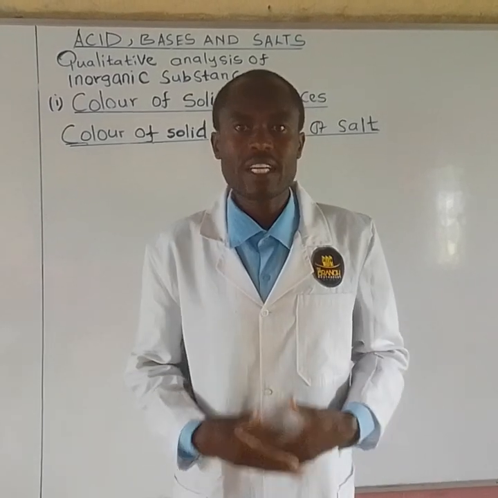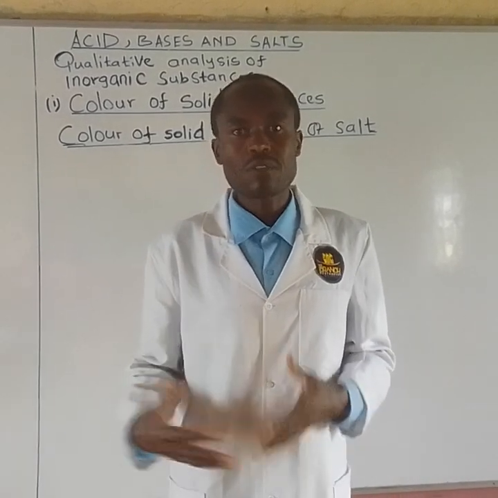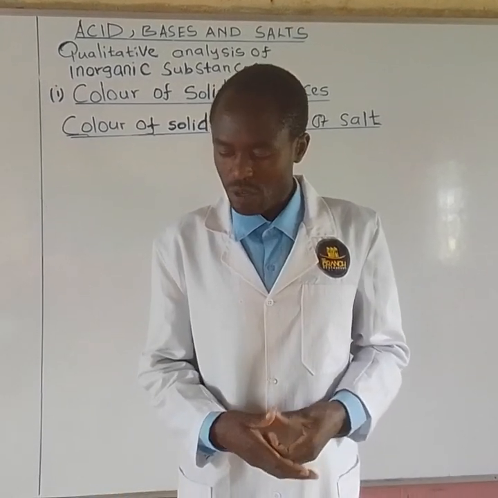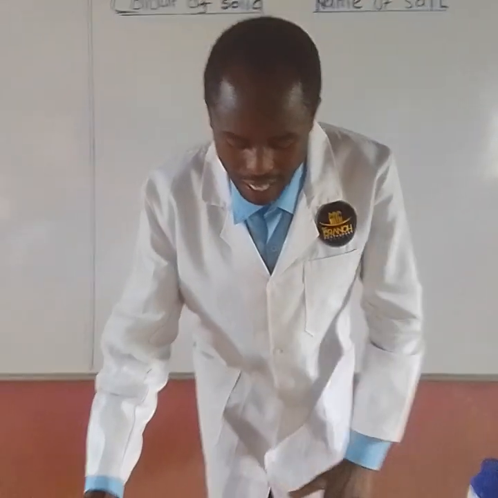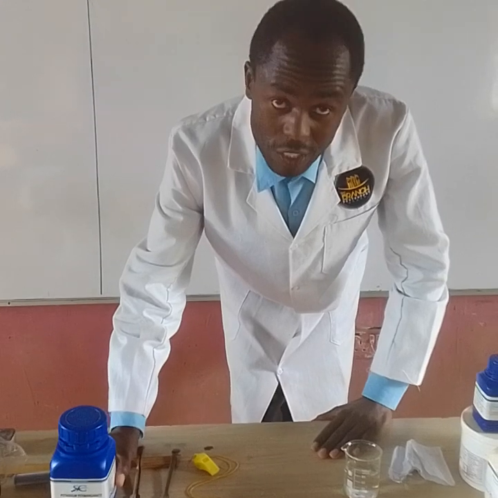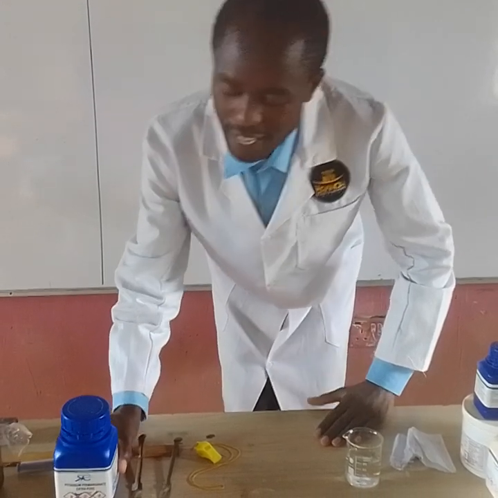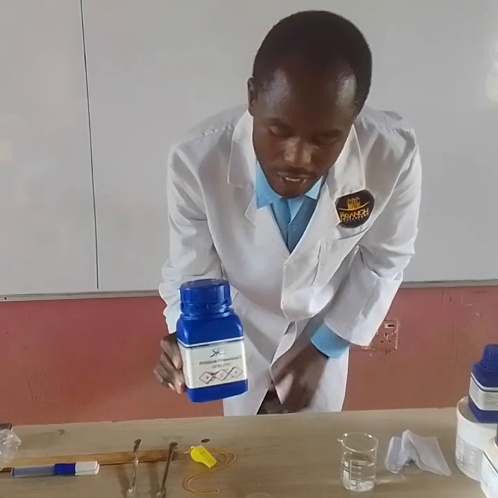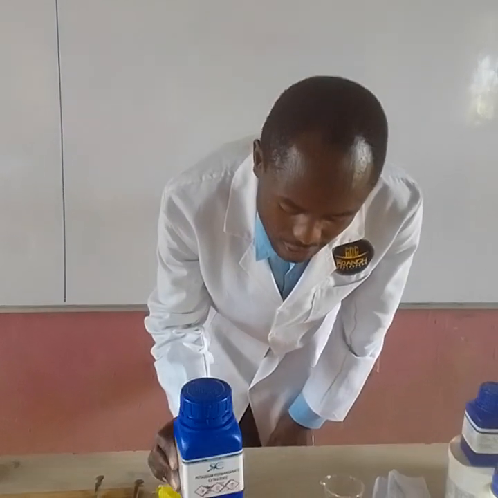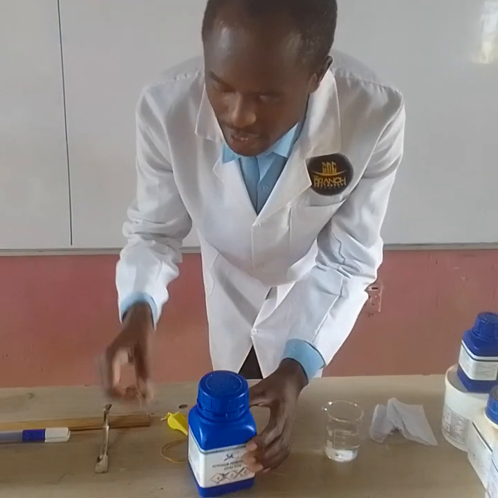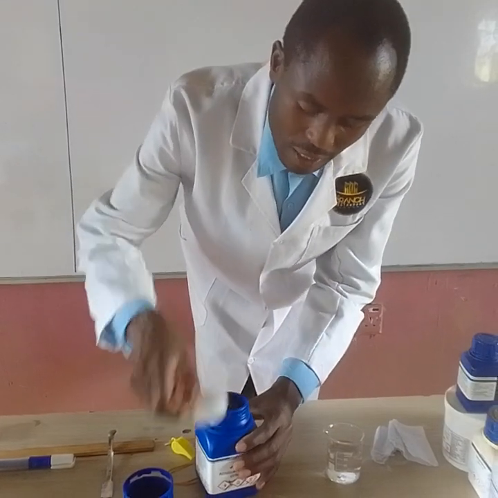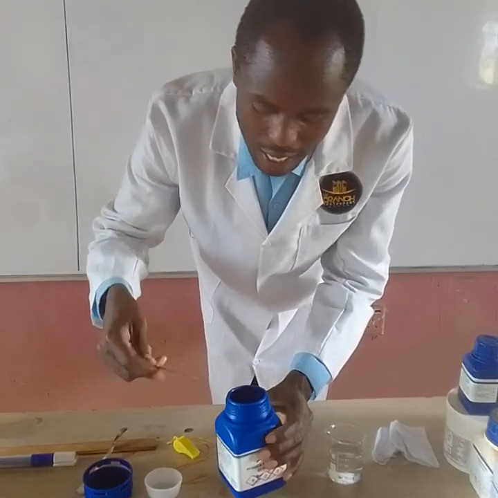So I'll take you through, then at the end of this lesson, my students will be able to understand various solids and their colors. So with me here, my students, I have some salts. You can now concentrate and make the observations seriously. The first solid with me is potassium permanganate solid. So let me take my clean spatula and scoop some amount, then we make observations, please.